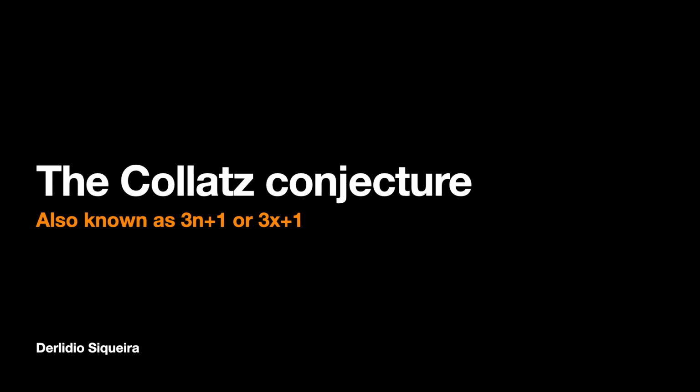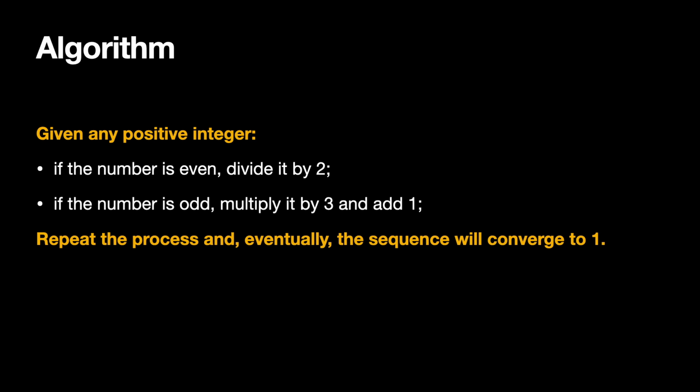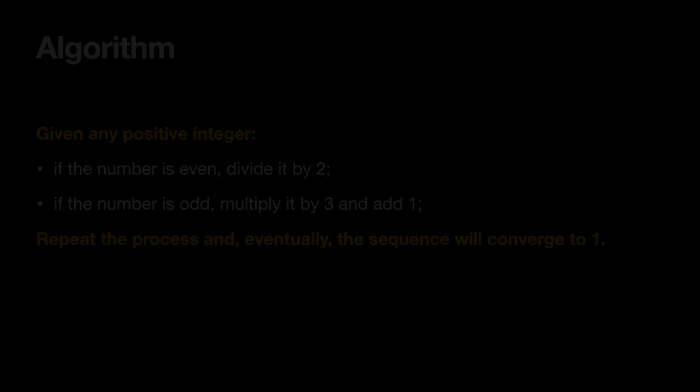The Collatz conjecture is one of the most famous unsolved problems in mathematics. The conjecture asks whether repeating two simple arithmetic operations will eventually transform every positive integer into one. The algorithm goes like this. Given any positive integer, if the number is even, divide it by 2. If the number is odd, multiply it by 3 and add 1. Repeat the process and, eventually, the sequence will converge to 1.